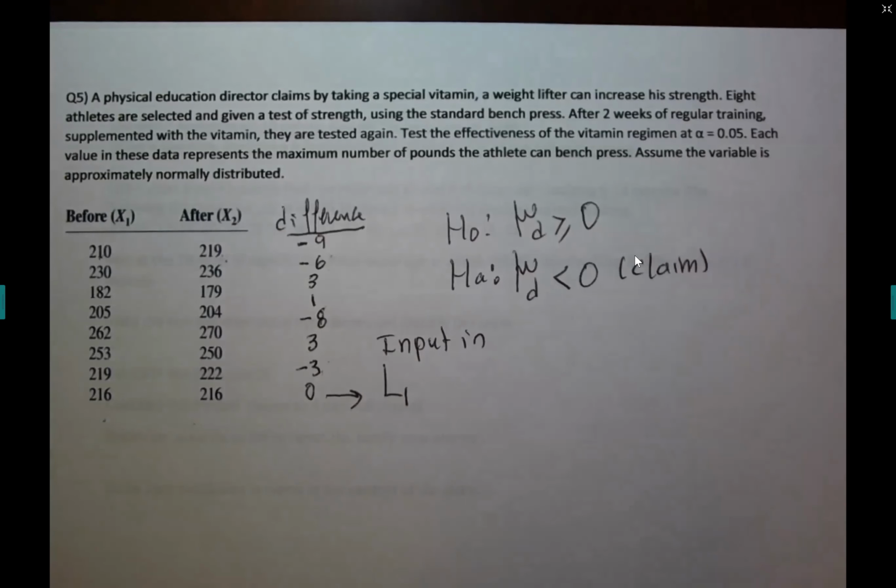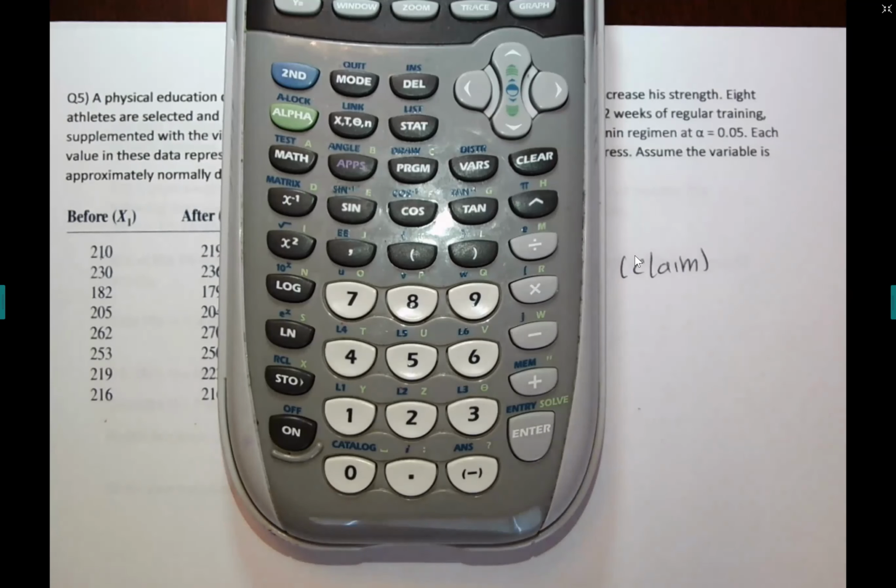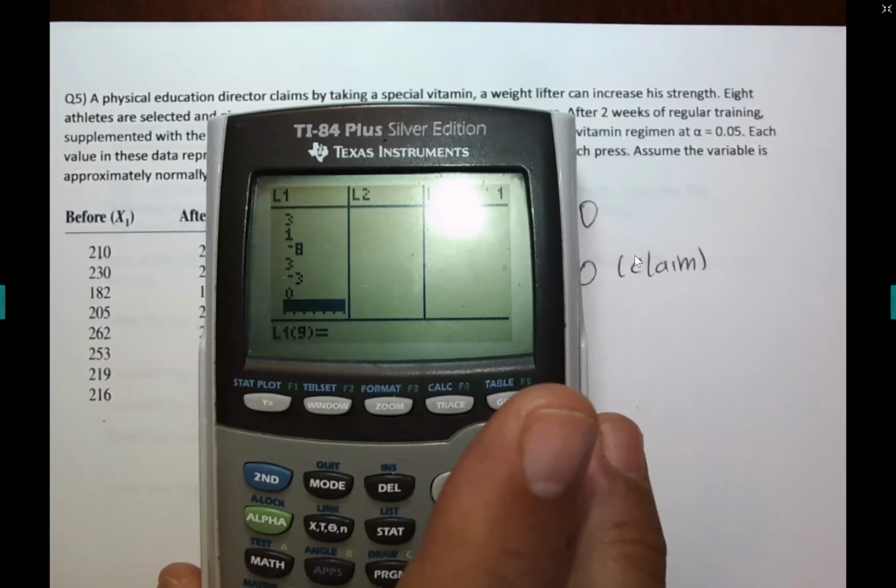I'm going to put it in L1: -9, -6, 3, -8, 3, -3, and then 0. Make sure to use the negative sign when you put the data into the calculator. And by negative sign, I mean this one right here. Okay, I put my data in L1, guys.